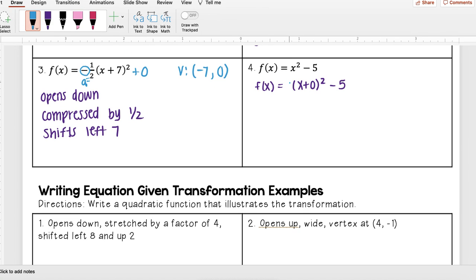And so here, my a value is just equal to 1 again, and so that means it's just normal. And since this is positive, it's going to open up. My vertex here is, my h is just 0, and then -5. So that 0 tells me it doesn't move to the right or to the left, so I don't need to write that. But the -5 tells me that it shifts down 5.